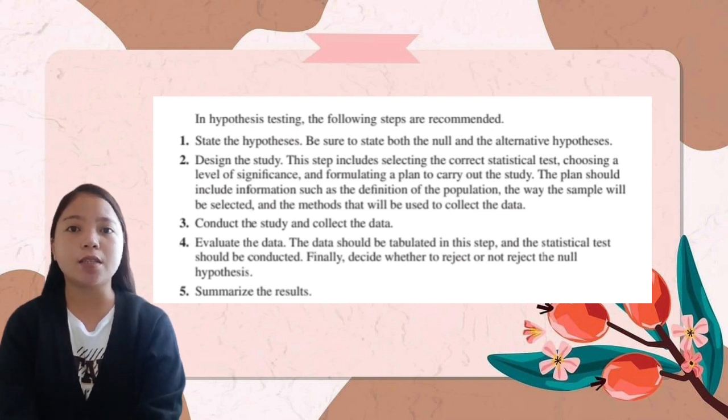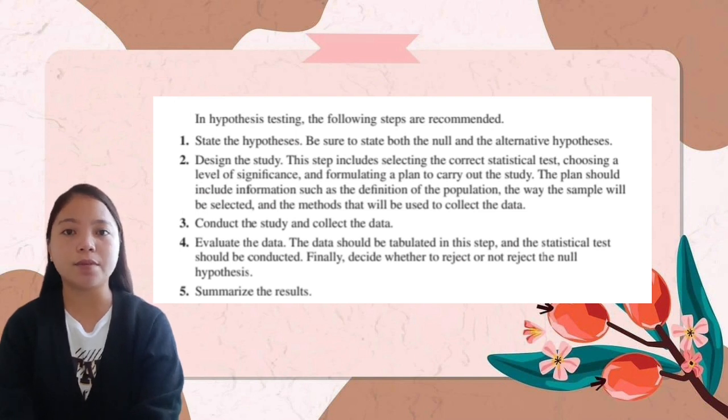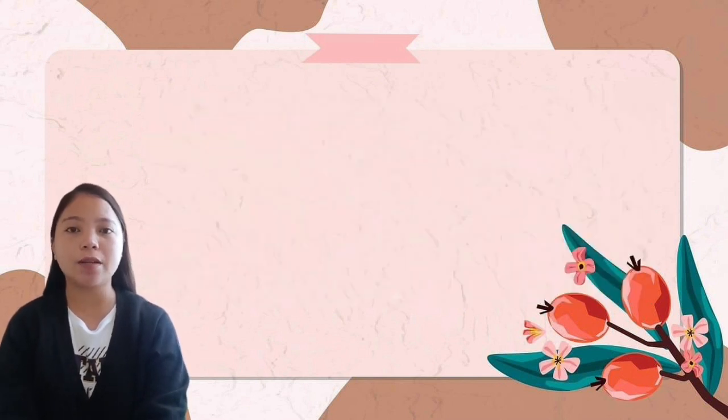Step 3. Conduct the study and collect the data. Step 4. Evaluate the data. The data should be tabulated in this step. The statistical test should be conducted. Finally, decide whether to reject or not reject the null hypothesis. The last step, summarize the results. And now let's proceed to the z-test for a mean.